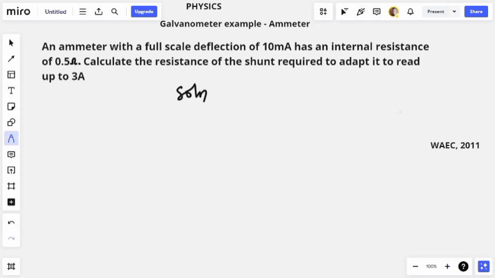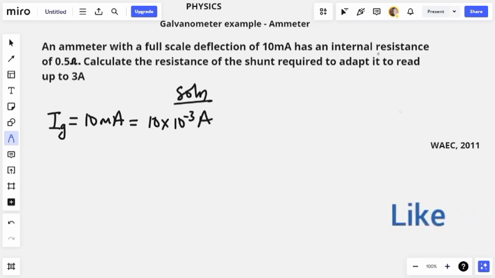Okay, so basically here we are converting the galvanometer to an ammeter. So I could just write the formula. We write out our parameters. Our parameter here says an ammeter with a full scale deflection current. So that means our galvanometer current equals what? 10 milliamps, which in standard unit means 10 times 10 raised to the power minus 3 amps.